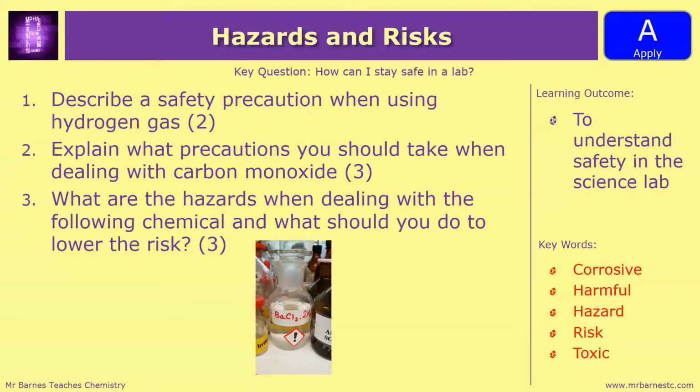Okay, we have a couple of questions here then. So the first one says, describe a safety precaution when using hydrogen gas. It's worth 2 marks, so I would state the hazard symbol and state what you should do to be careful with it. Number 2, explain what precautions you should take when dealing with carbon monoxide. So think, what type of chemical is carbon monoxide, what hazard symbol would it have, and what can you do to make sure you're safe.